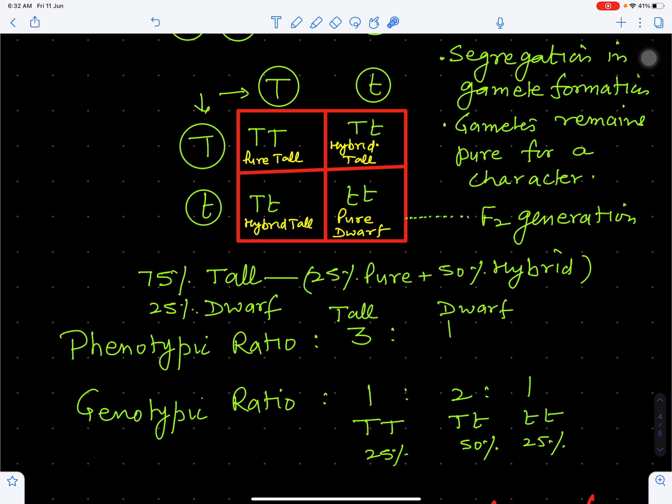So in a monohybrid cross we consider a single character at a time. Now its phenotypic ratio is 3:1. Its genotypic ratio is 1:2:1.